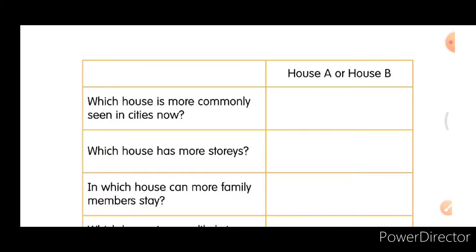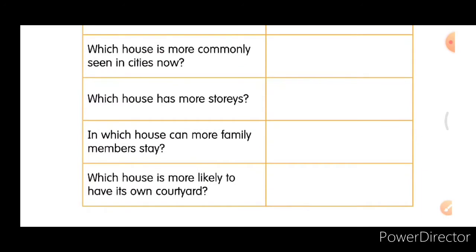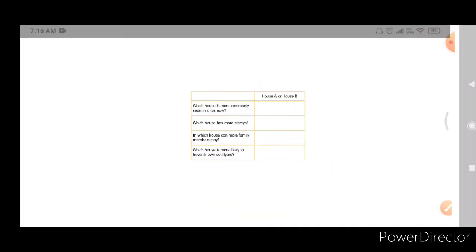Second question, which house has many stories, levels of building? That is once again house B. Third question, in which house can more family members stay? We learned that in apartments only small families can stay. So, in bungalows more family members can stay. That is house A. Fourth question, which house is more likely to have its own courtyard? It is house A. The bungalow is more likely to have its own courtyard. Let's move ahead.